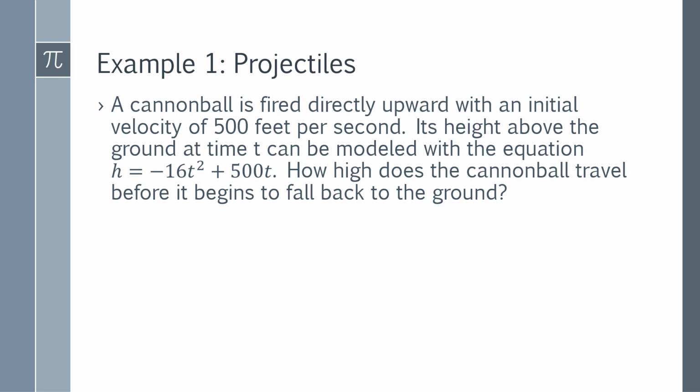All right. A cannonball is fired directly upward with an initial velocity of 500 feet per second. Its height above the ground at time t can be modeled with the equation x equals -16t squared plus 500t. How high does the cannonball travel before it falls back to the ground?